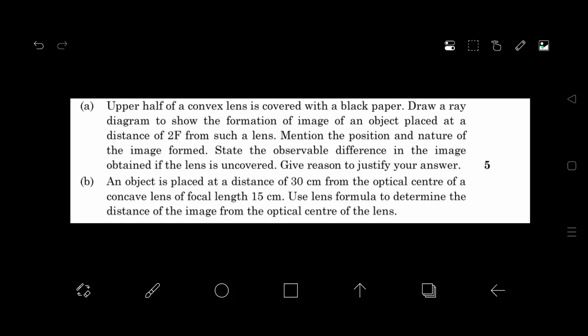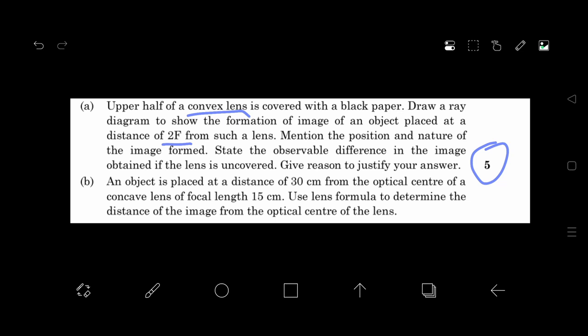Here, two questions are asked. Total mark is 5. First question, upper half of a convex lens is covered with a black paper. Draw a ray diagram to show the formation of image of an object placed at a distance of 2f from such a lens. Mention the position and nature of the image formed.